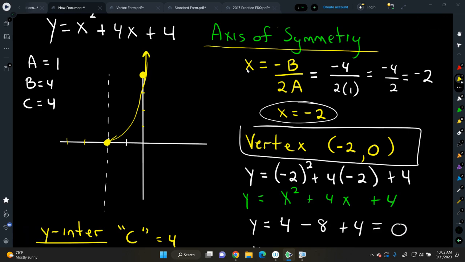So it's symmetric though, isn't it? So just imagine folding it on this dotted line, I can find another point. How far away from the dotted line is this point? 2. So let's go to the other direction. So I'm going to have another point right there. Now I have my full parabola.